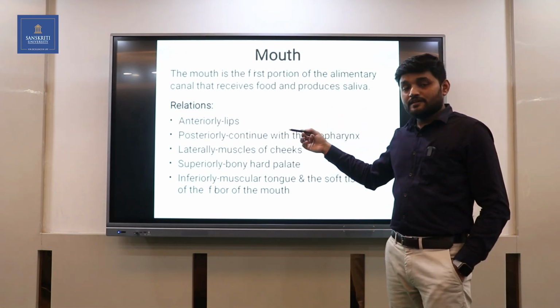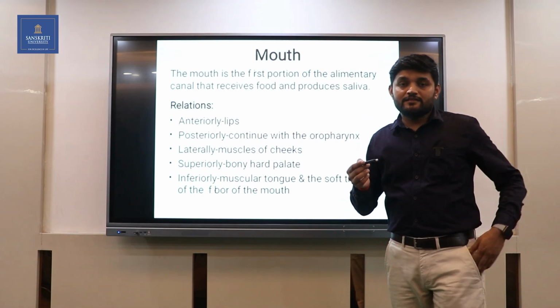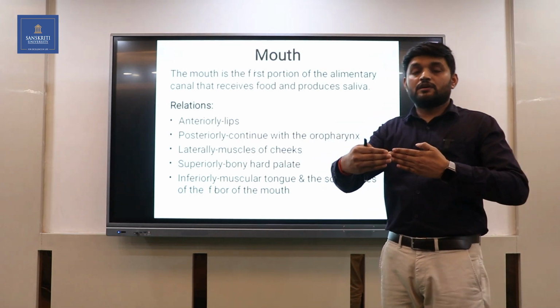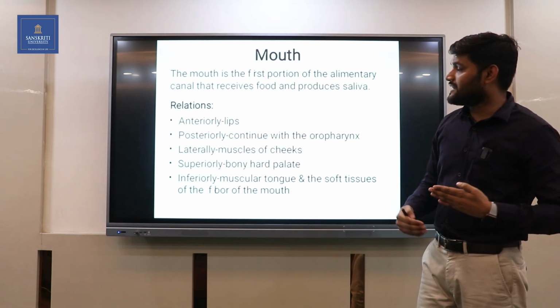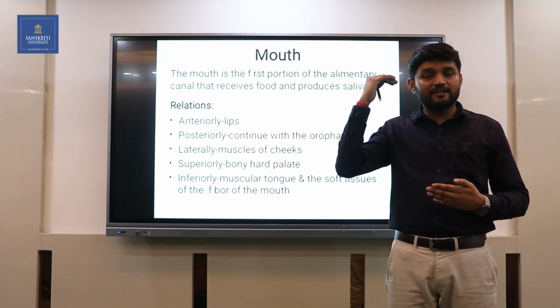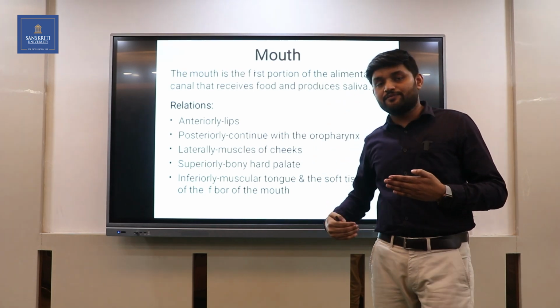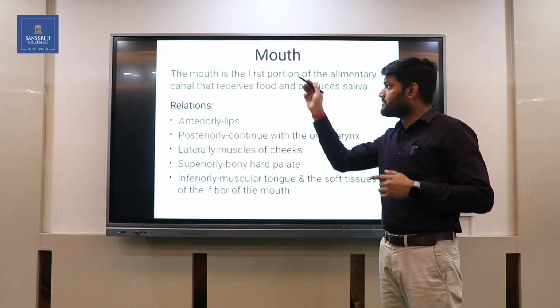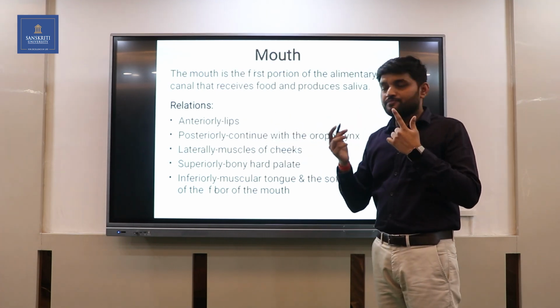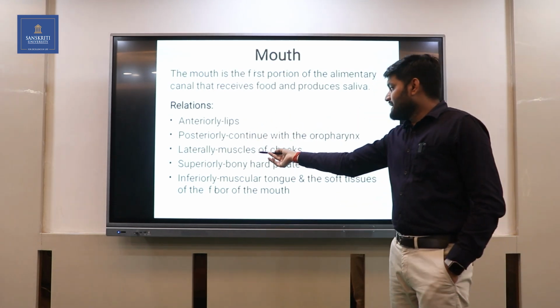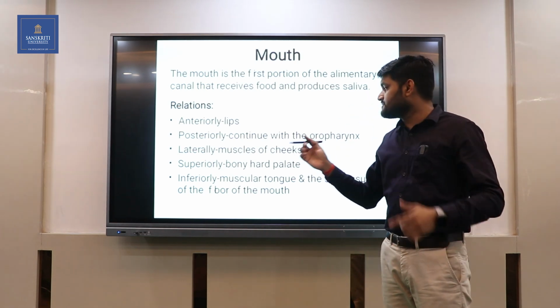Mouth relations. Anteriorly, anterior means the front part of the body. Posterior means the back side of the body. Superior means the upper side and inferiorly means below. So the relationships of the mouth: anteriorly the lips are present, posteriorly connected with the oropharynx, laterally the muscles of the cheeks.